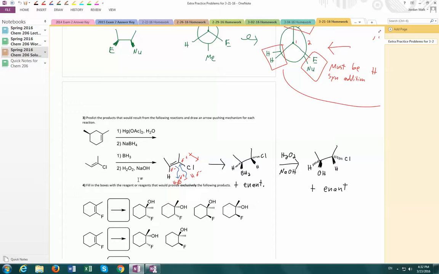Yep, it's an oxymercuration reduction. And we know that just because, well, I guess anytime you see mercury in this chapter, it's an oxymercuration. So, what is the ultimate product of an oxymercuration reduction?